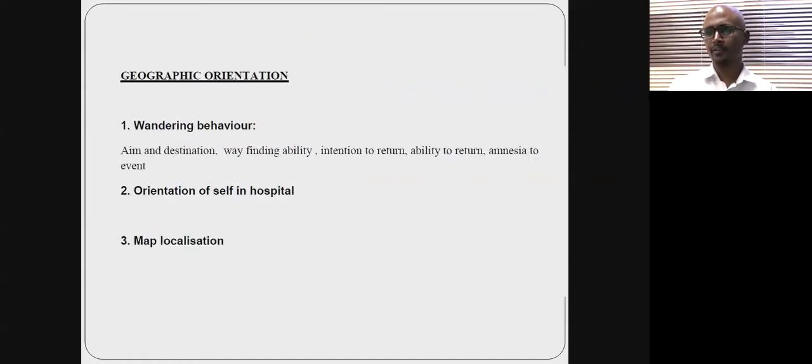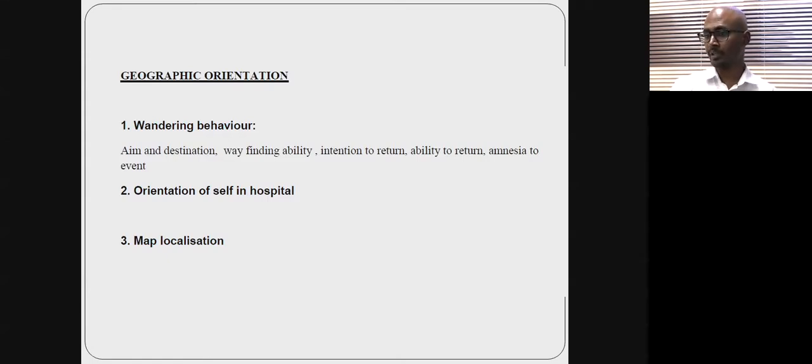Geographical orientation, or topographical disorientation, is the pathology where you will find that people get disoriented and lost in space. This may be going to a shop and getting lost, or within the house, while going to the bathroom, they think that some other area is the bathroom. So you want to find out whether they really have an aim or a destination. The patient may have wandering behavior, like people with frontal lobe dysfunction. They may not have any intention, but just randomly wander around and they're not very distressed by it. And when you find them, they are not very distressed or upset.